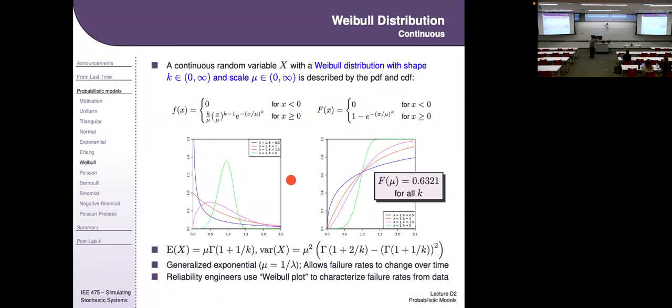If I pull k the other way, this magenta line here is k equals 1.5, and this green line here is k equals 5. As k gets larger, the exponential gets bent in the other direction, and it even starts looking kind of hump-shaped. So it concentrates all of the failures, if we're thinking about failure distributions, later on in life.